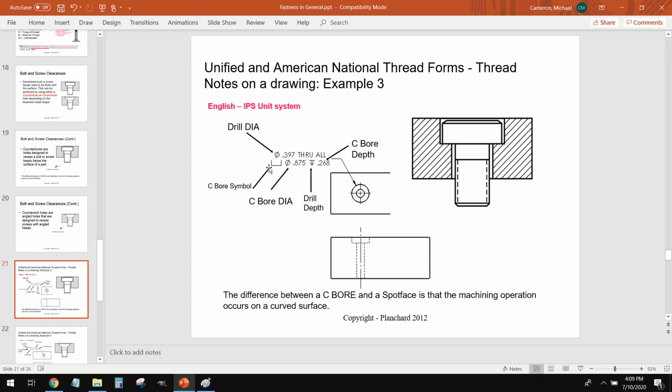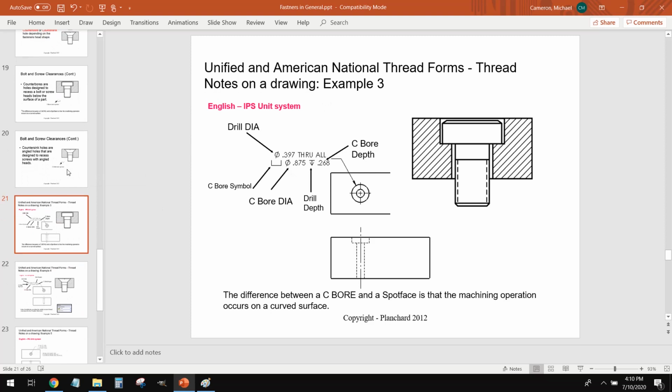So this is a diameter 0.397 through wall, so it's a through hole. And we have the counterbore symbol. We have the diameter for the counterbore symbol. And because this is just a straight cut, we use just the depth. And that's typically going to be the depth of the head plus a little bit extra. Now, SolidWorks has a feature that will calculate all of this for us, and I'm going to show you guys that in the next video. So no need to worry about figuring out what size screw head you have to use. But again, that allows that screw to sit flush underneath that surface.